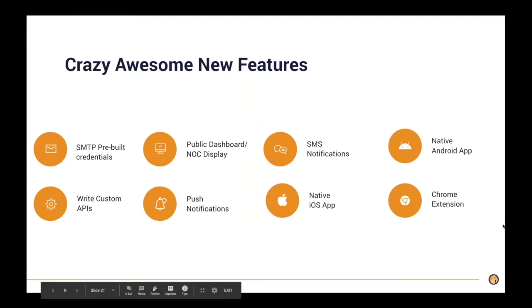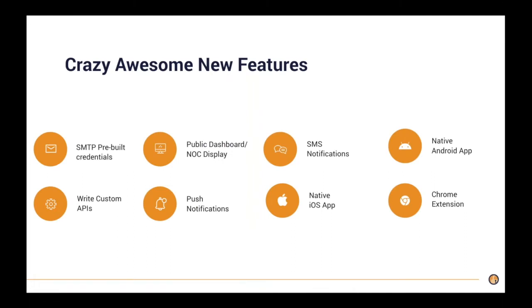So a ton of new features are in here, a lot more than I'm able to go over in this time. Like I said, the SMTP credentials are built in. We have completely custom APIs. If you don't like what you have now, you can use this to build anything you'd like, everything from a Chrome extension to native apps. So tons of new features that I wanted to mention and cover in this webinar and demo.